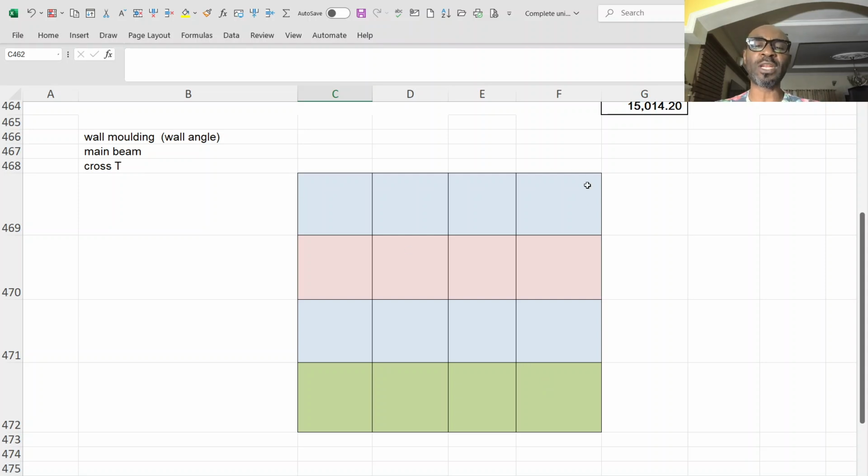So I made a small illustration of, say, a room of 4 meters by 4 meters. And the first thing you're going to do is determine the height.